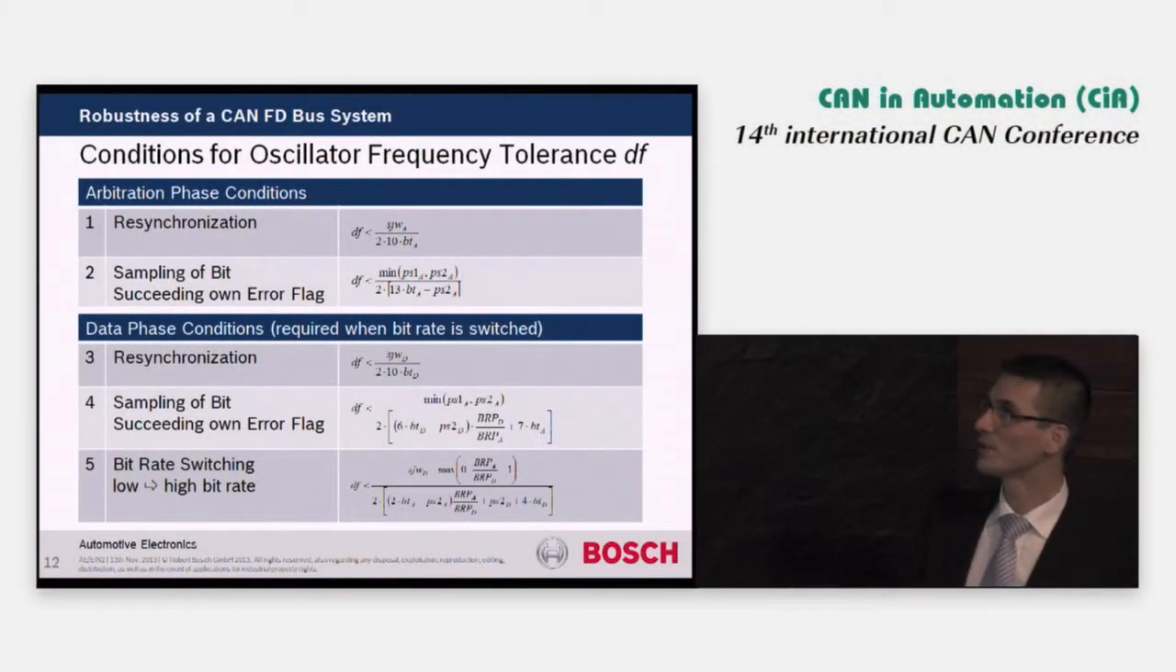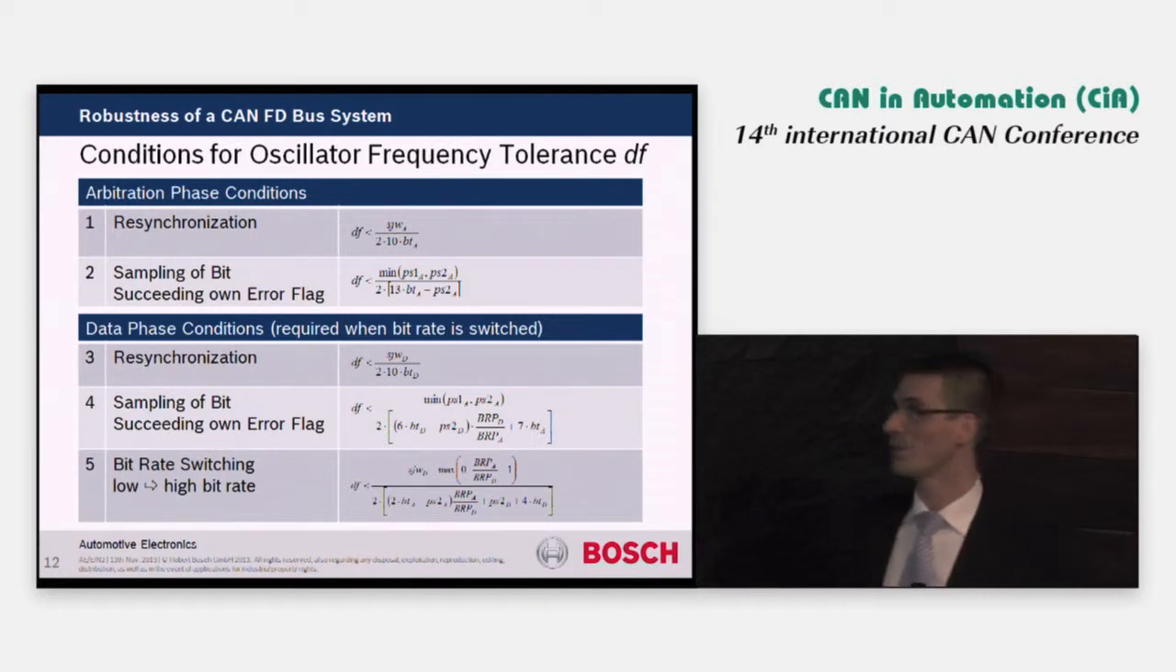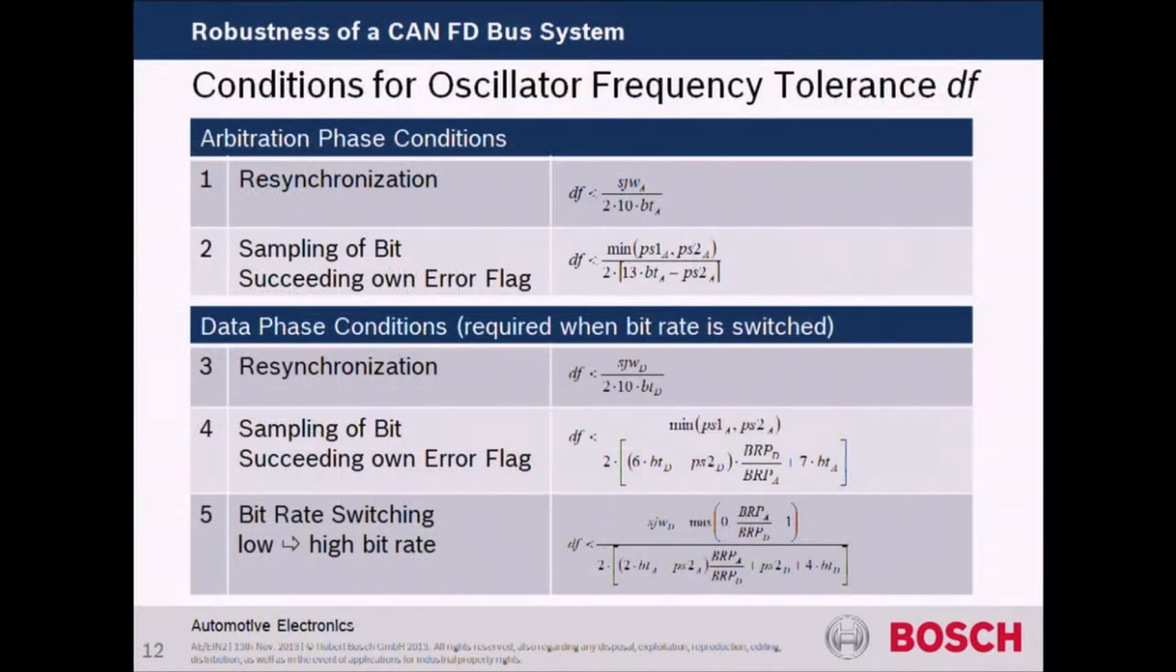The 2 conditions for the arbitration phase are already in the ISO standard. And these 3 new conditions are only needed when we use a different bitrate in the data phase. So if I use just the feature of KNFT with a longer payload, then we just need these 2 conditions. And if I use the bitrate switching, we additionally need these 3 conditions.